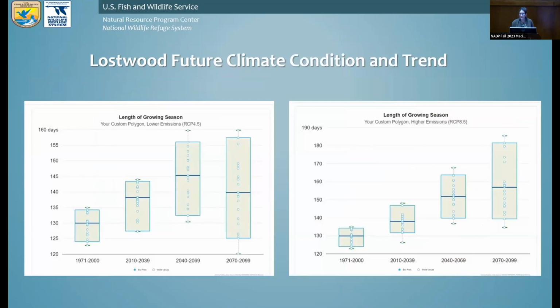And so again, looking at a different climate metric in the Climate Toolbox, these box plots show the length of growing season, and under both emission scenarios, it is projected to increase. This may be more important for Lostwood managers. There are a lot of problems with invasive plant species on the prairies there, and they could be battling these species more in the future, since many invasive plants respond positively to longer growing seasons and could outcompete native species.